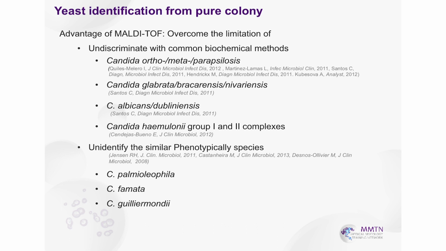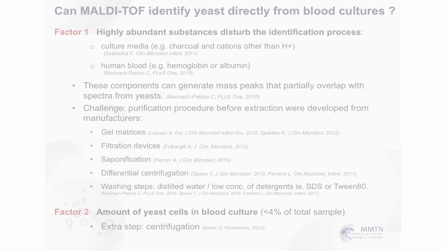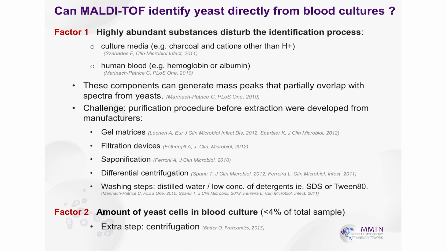Can MALDI-TOF identify yeast directly from blood cultures? All the ID doctors and transplant teams really want to know which kind of Candida, and not only that, they also want the resistance, right? What is that? The susceptibility pattern. Here, factor 1, highly abundant substances disturb the identification process. Like the culture, sometimes you cannot pick up only the culture, right? You contaminate it or you pick up the media too. There are some proteins inside that cause contamination. Human blood also has so many proteins.